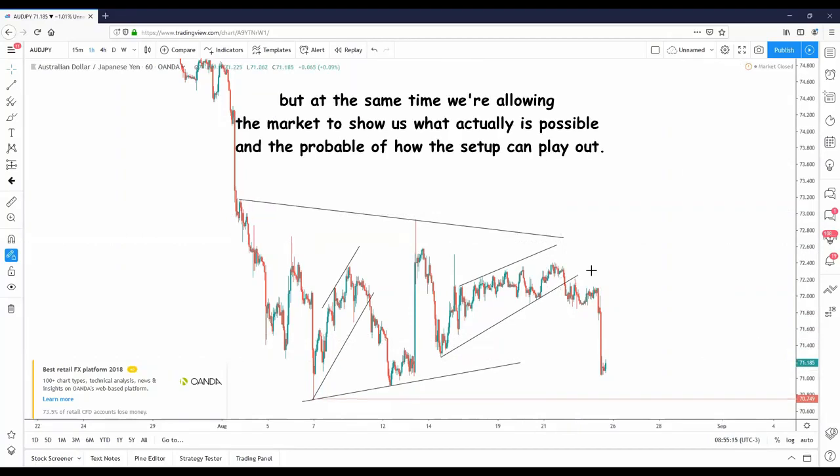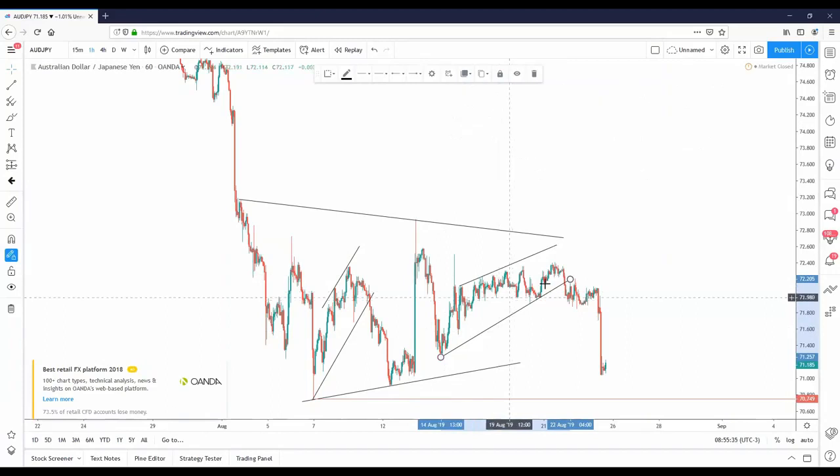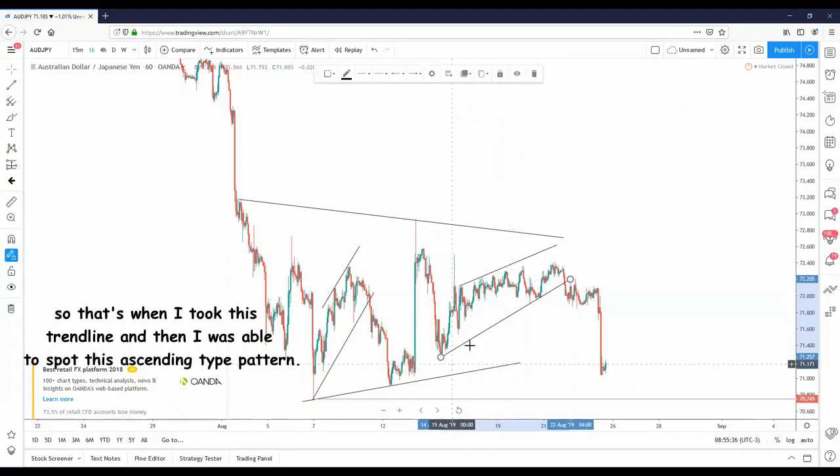But at the same time, we are allowing the market to show us what is actually possible and probable of how this setup can play out. So simply by understanding that this is an impulsive phase, there's an impulsive phase. Price started moving upwards, but in a corrective manner. There's no real progression to the upside. So that's when I took this trend line and was able to spot this ascending type pattern.